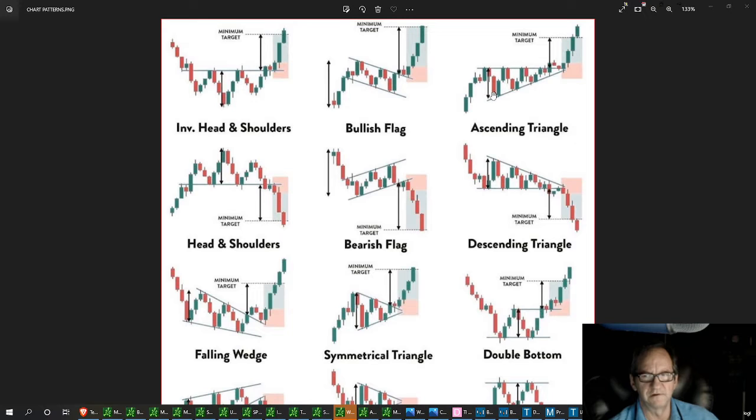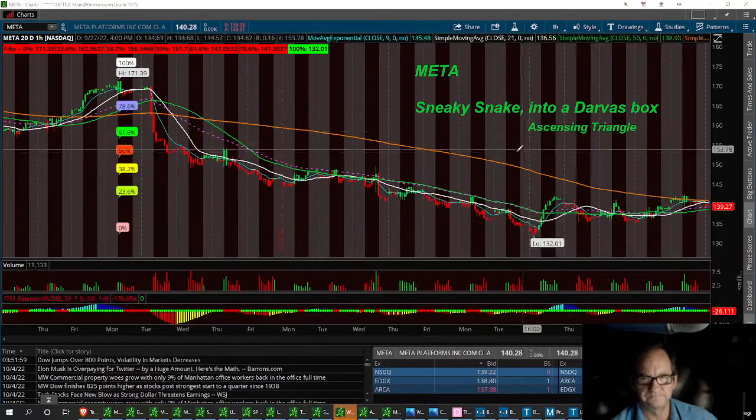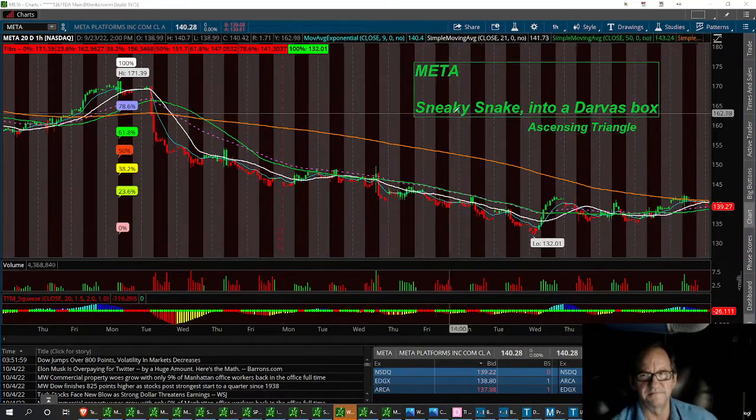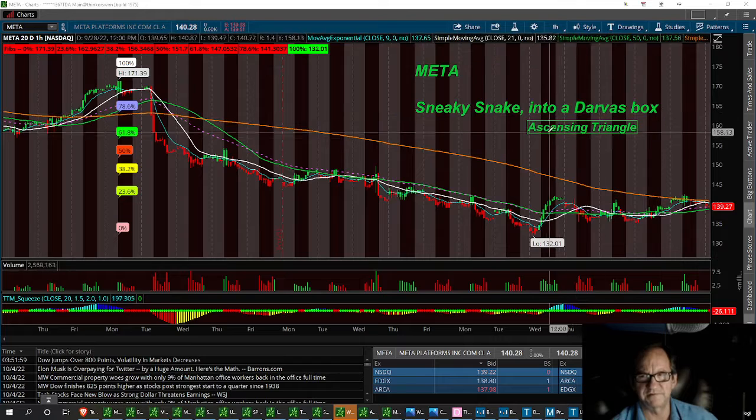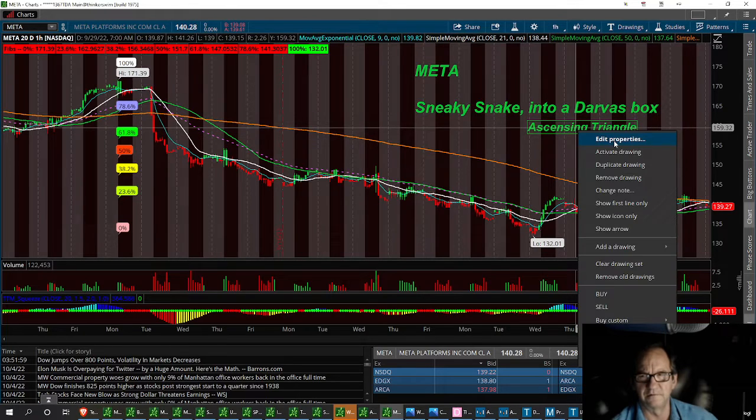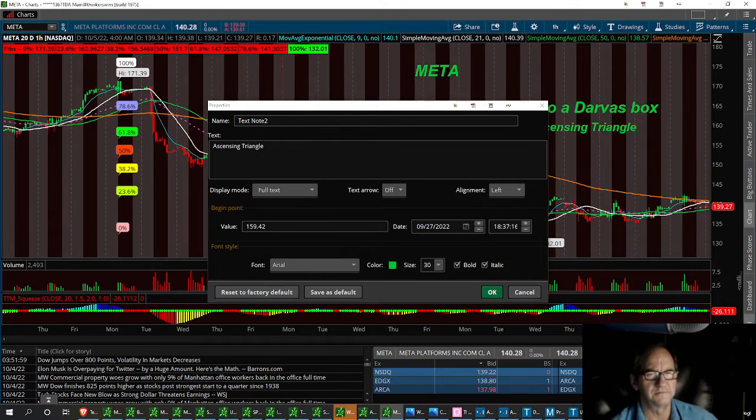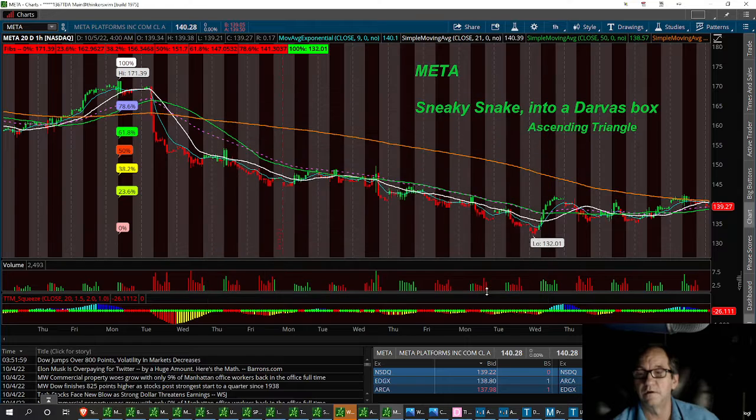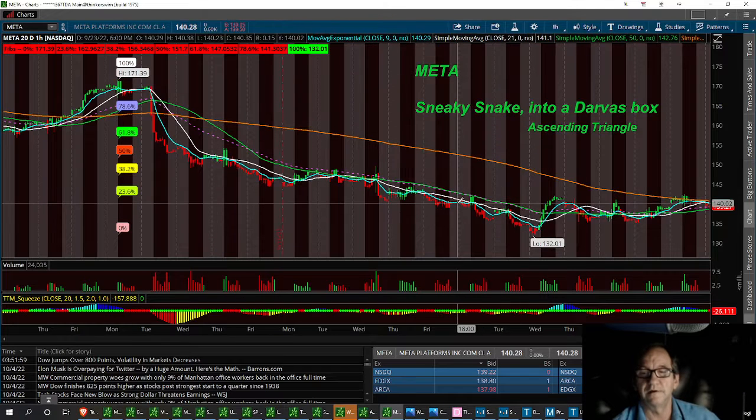I'm going to be talking about the Darvas box, and I'm also going to be talking about the ascending triangle. This is Meta, a sneaky snake into a Darvas box, and an ascending triangle spelt wrong. But you know what? I'm just going to change that into a D. And I'm not going to have a retake because this is retake number 4. Yeah, it took me 4 times to get this right. Who knows if it's right or not.